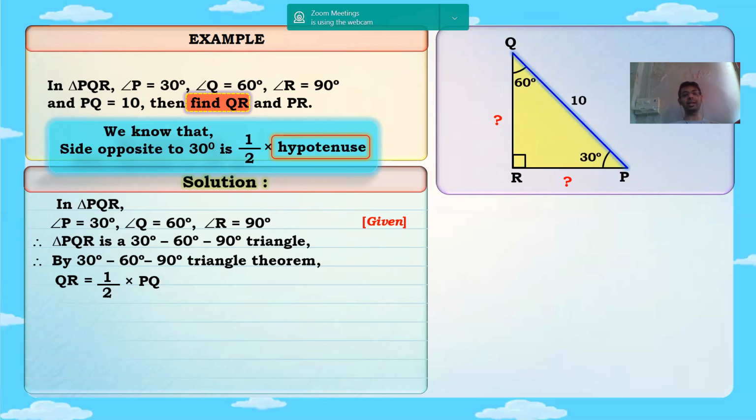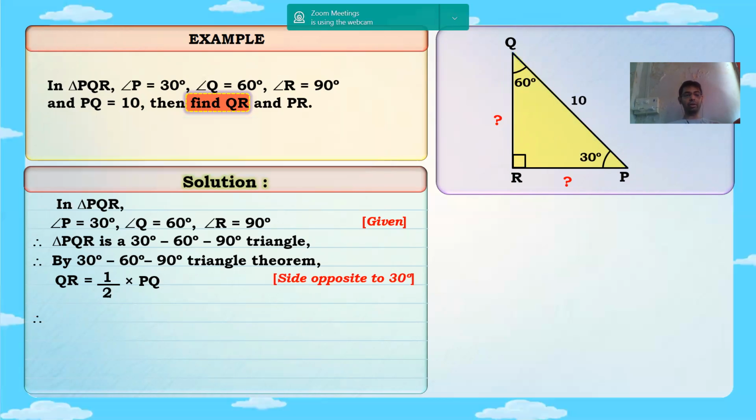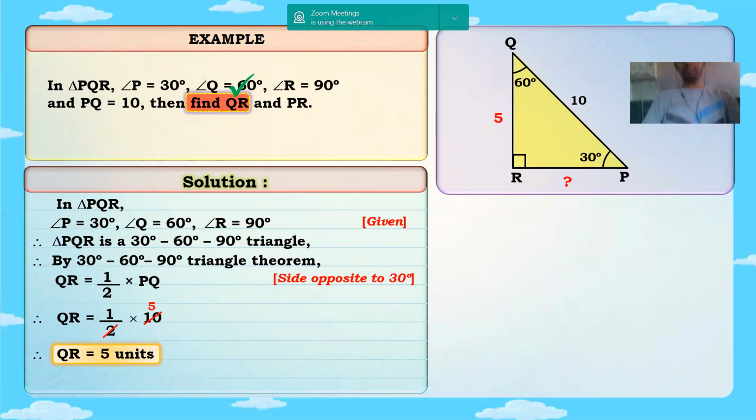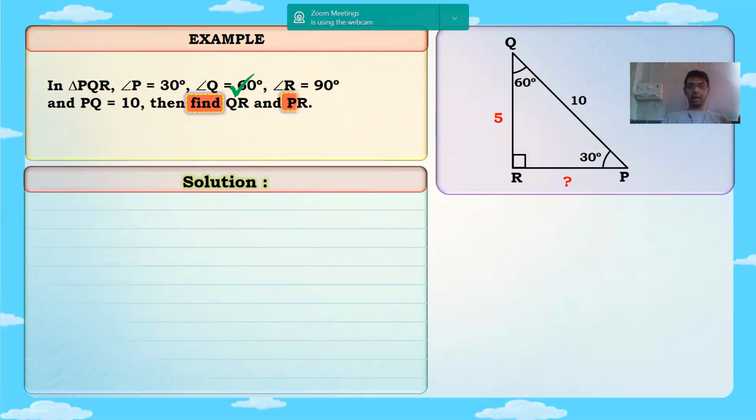Okay, what will be the reason? Side opposite to angle 30 degree. Therefore QR is equal to half into the length of PQ, look, yes it is 10. Now half of 10 is nothing but 5, so we write 5 units. Okay, so QR is 5 units. Now which side do we need? We need PR. Now just look at PR.